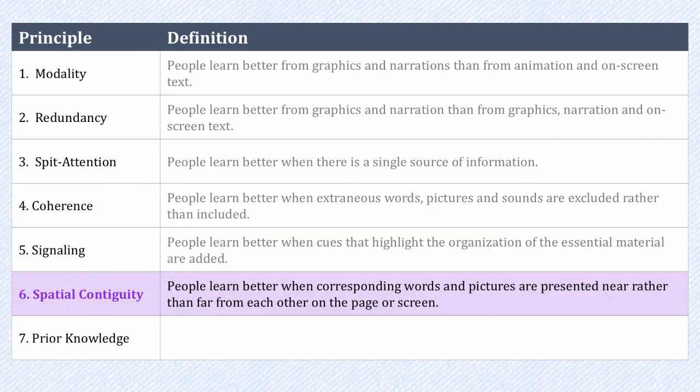The sixth principle is known as the spatial contiguity principle. And the idea behind this principle is that people learn better when corresponding words and pictures are presented near each other spatially as opposed to far apart. If you have a picture and you have a caption that goes with the picture, put the two together so that users don't have to split their attention between those two sources of information. You want them to be spatially contiguous or put together spatially.